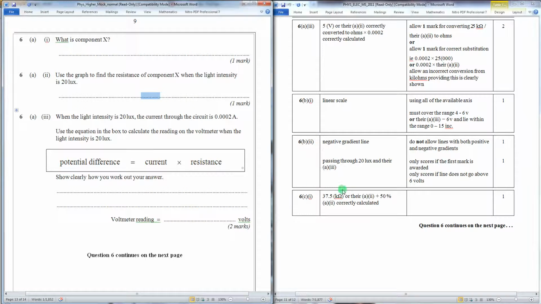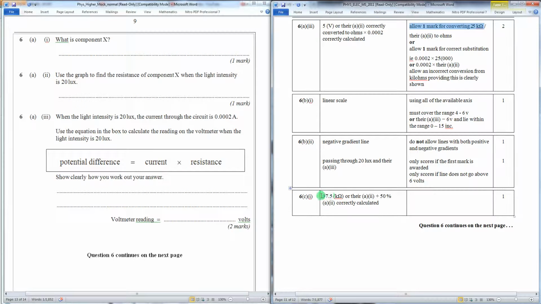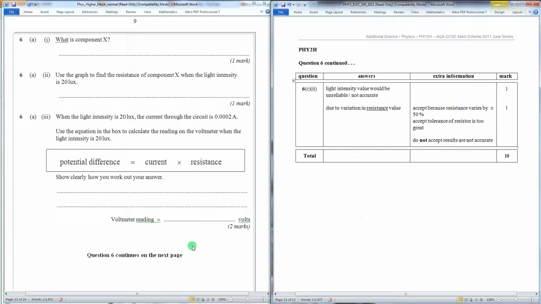And if you've got the correct 25 kilo ohm value, that gives you 37.5, because half of 25 is 12.5. That's the extra 50%. Add it on to your original 25, and that gives you 37.5. Again, you got credit if you've read off the graph incorrectly and you add 50% onto that value, you get the mark here. So you get the error carried forward mark.